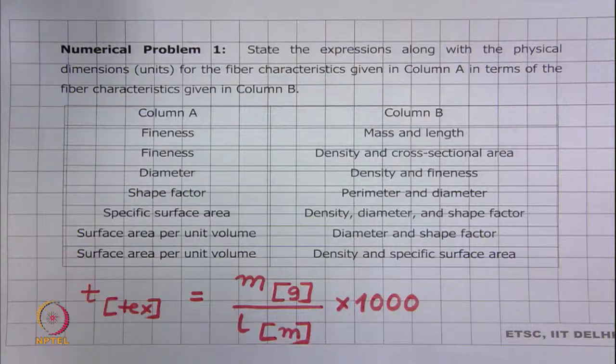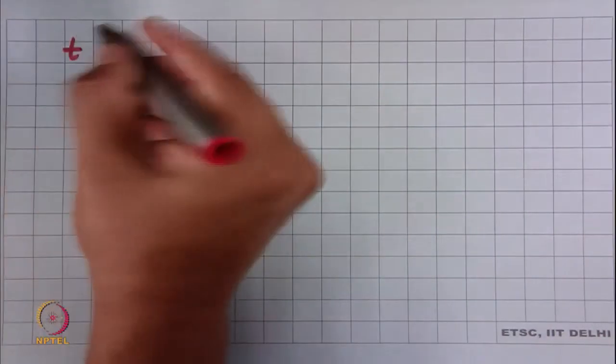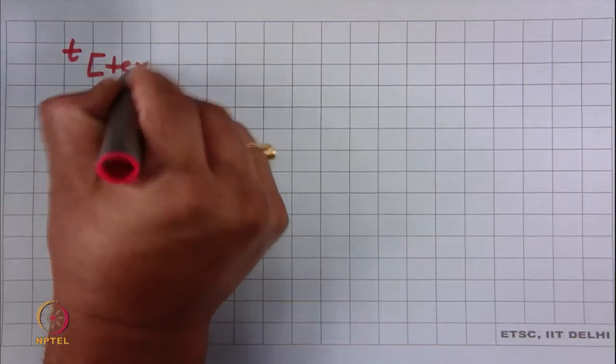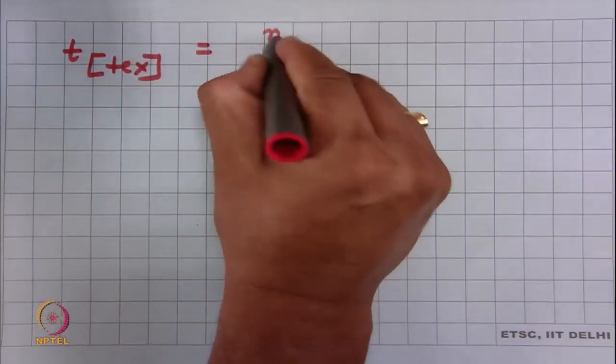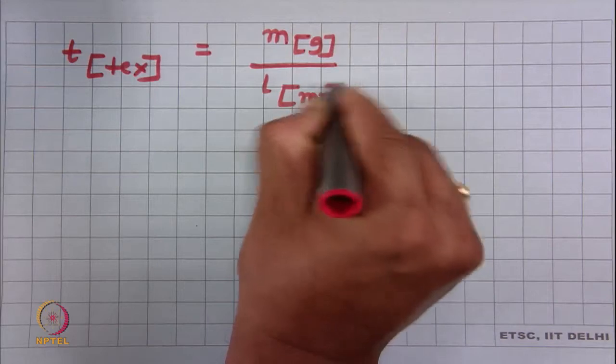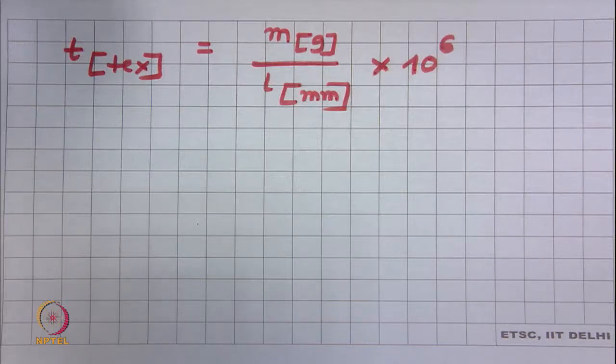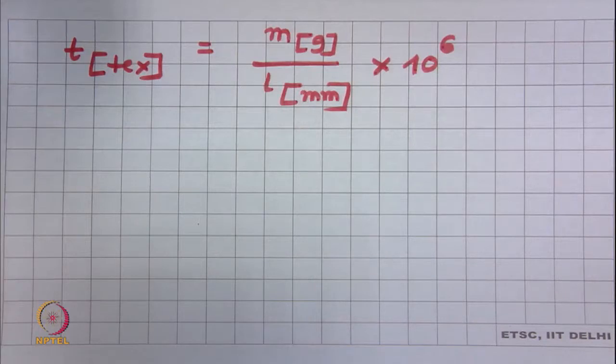If you think length in terms of meter is not a suitable dimension, no problem. Then you express length in terms of millimeter. So, T takes mass in terms of gram divided by length in terms of millimeter, then you write this. So, by using this expression, you will be able to calculate T. All right.